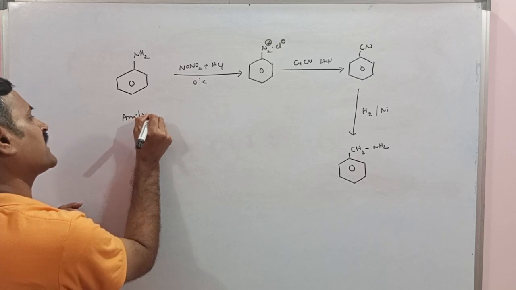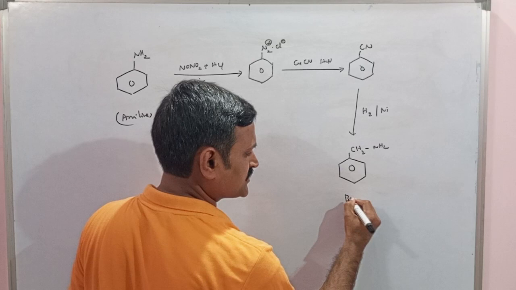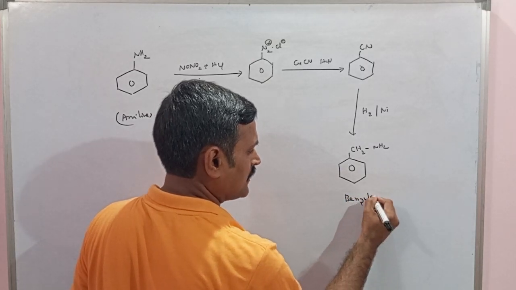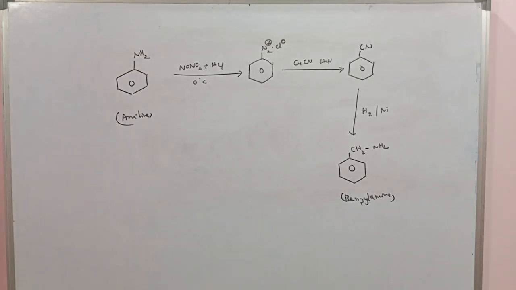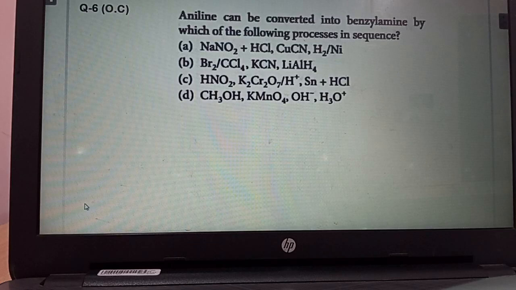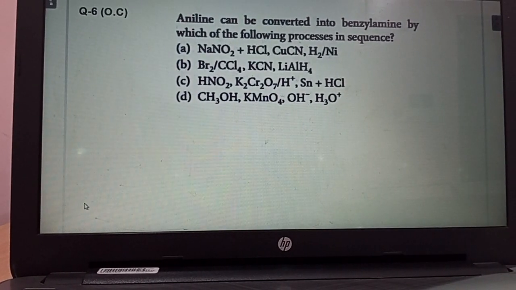The starting compound we have taken is aniline. The final product we obtained is benzyl amine. So for this question, the first option is the right option. That means first we treat it with nitrous acid and HCl, next with CuCN, and finally with nickel metal hydrogenation. The first option is the right option for this question.